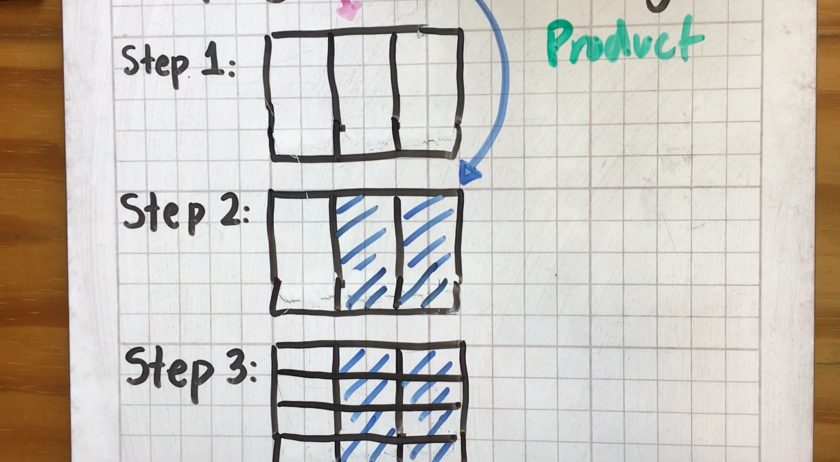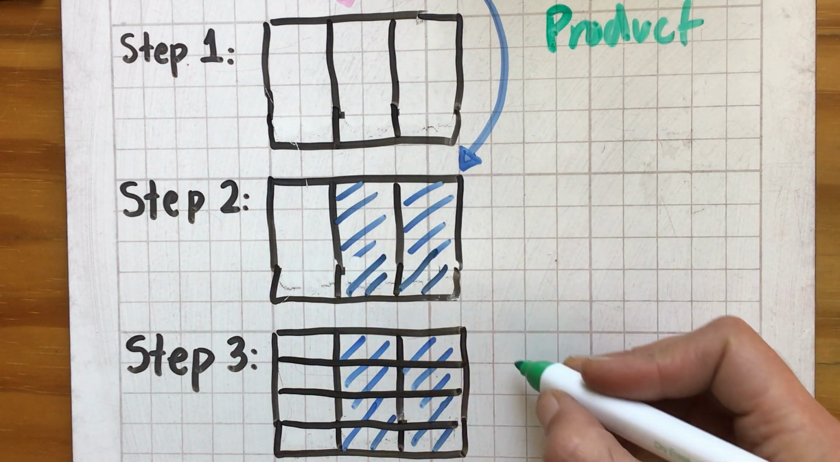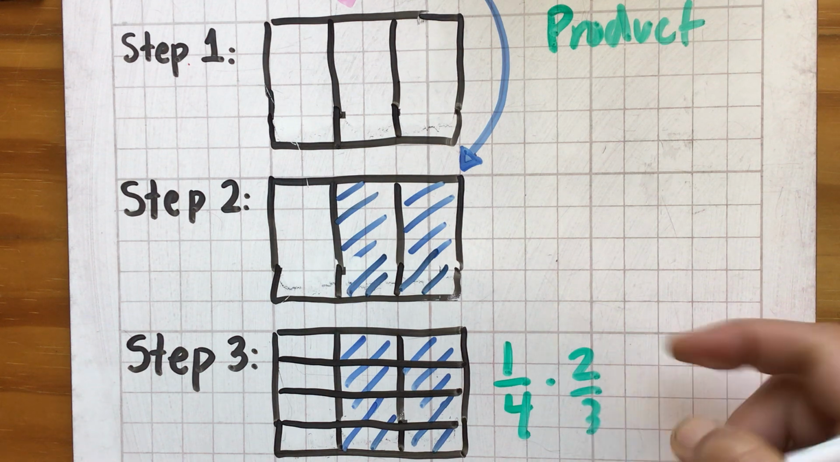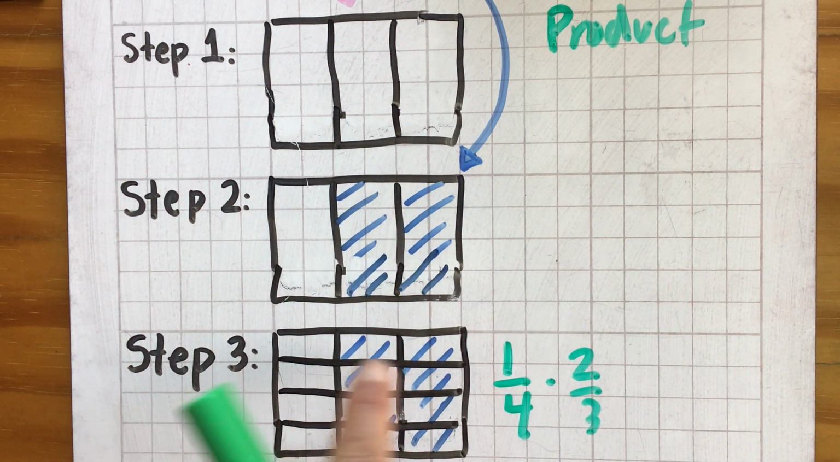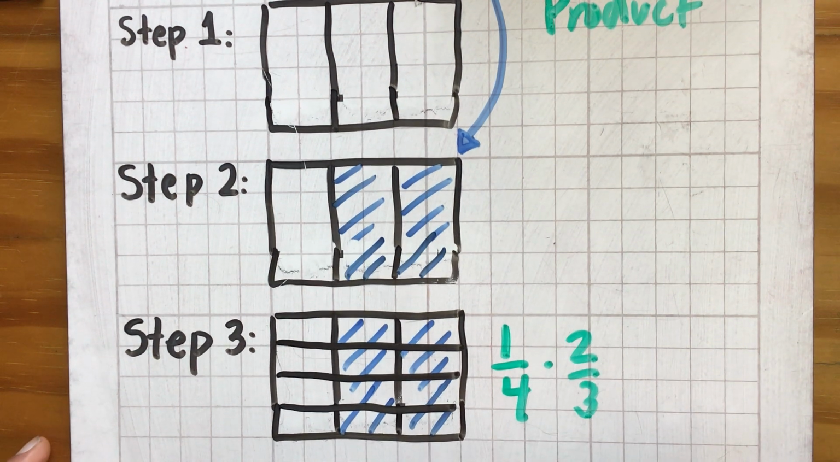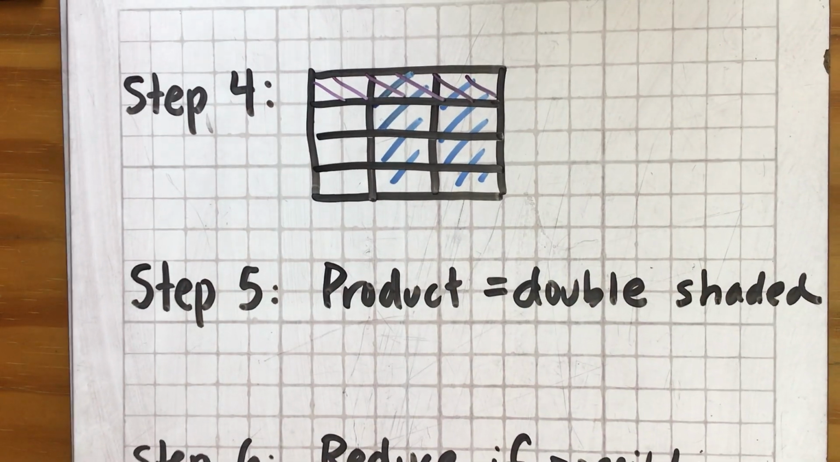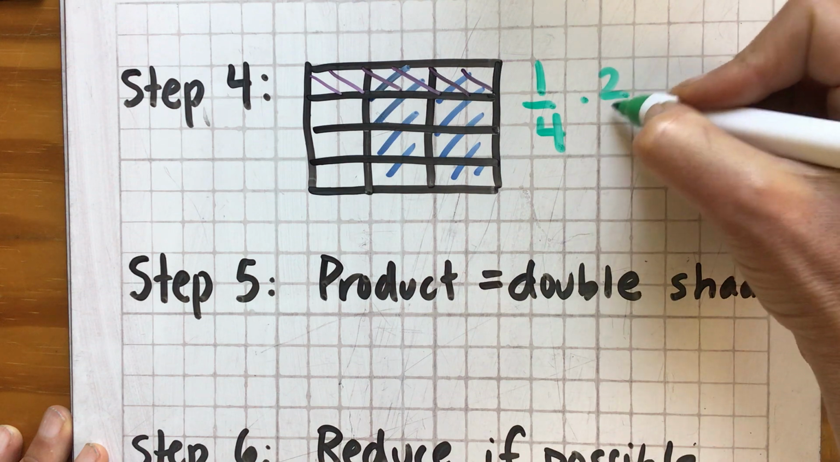So I'm going to take my 2/3 and I'm doing, once again, 1/4 of 2/3. So I have the 2/3, that's here. And now I'm going to break it into fourths so that I can then take 1/4 of it. So that's step 3, breaking it into fourths. Step 4 is I'm going to take 1/4 of the 2/3.